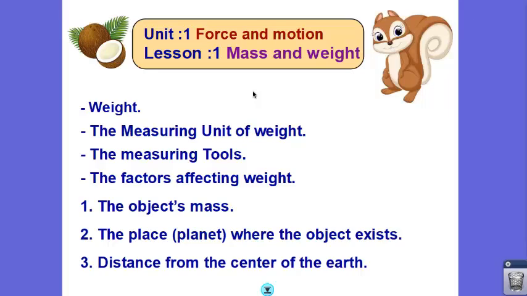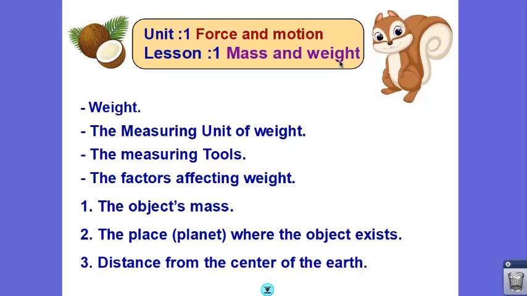Now I'll speak about the second part of Unit 1, Lesson 1, Mass and Weight. In the last video, I spoke about the mass, and the mass is an amount of matter in an object, and it is a fixed value, which doesn't change by changing the place. We also spoke about the measuring.